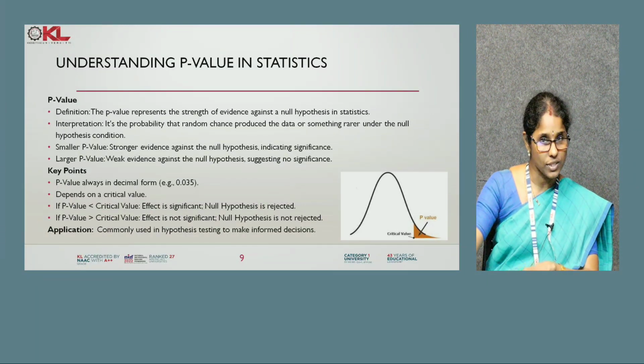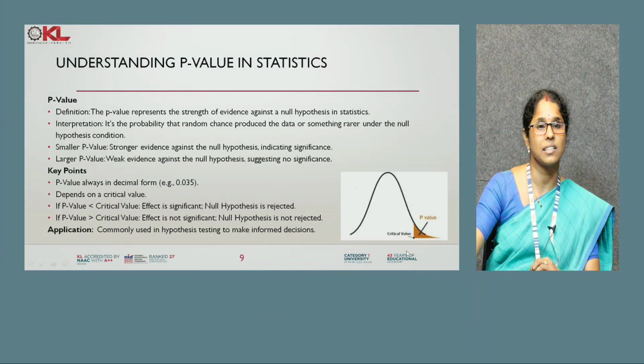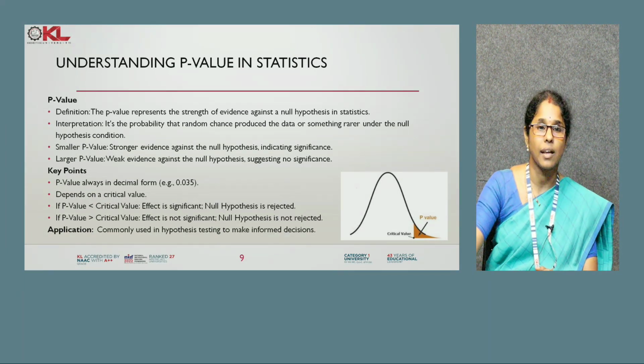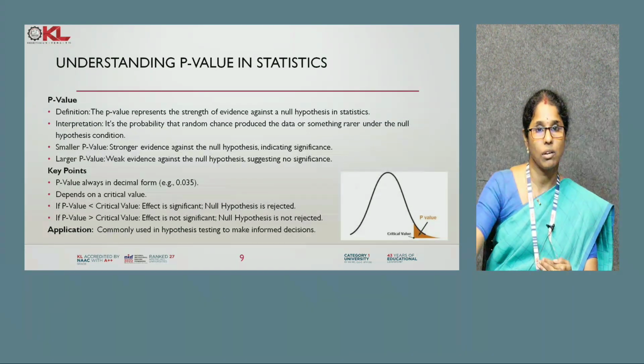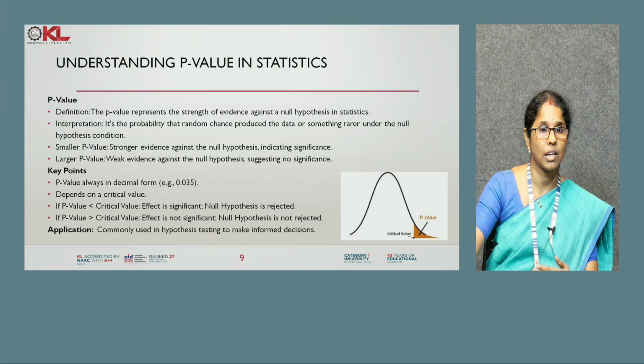If the p-value is smaller, then we say there is stronger evidence against the null hypothesis. And if the p-value is larger, there is weak evidence against the null hypothesis. That means the smaller the p-value, the higher the significance. That means your hypothesis is accepted. With a larger p-value, you're not against the null hypothesis. That means you're rejecting your alternative and going with the null hypothesis.